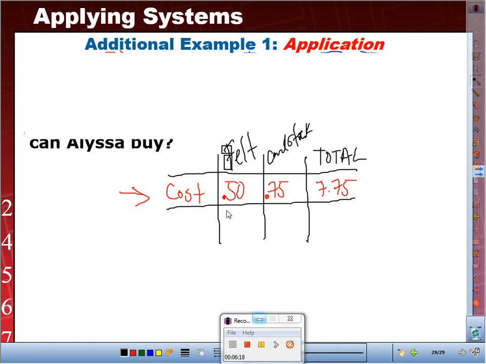All right. But since they're asking us to use variables, do we know it's 50 cents per sheet? Do we know how many sheets she buys? No. A felt?